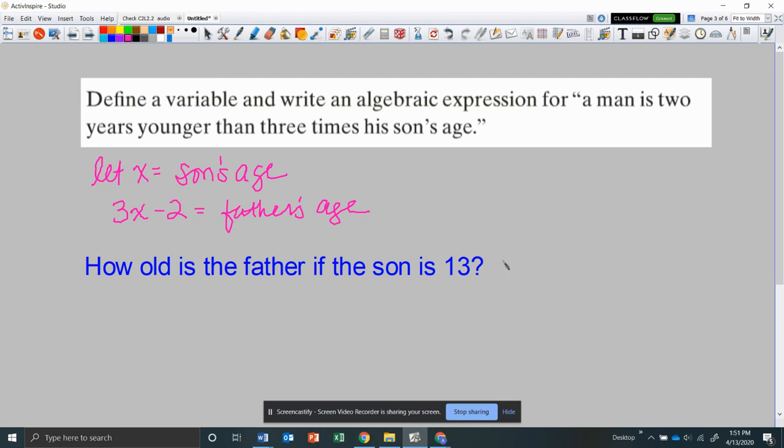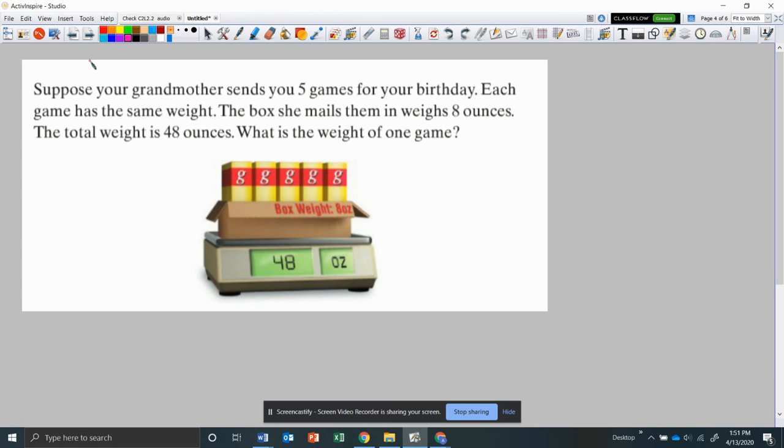And we want to know how old is the father if the son is 13. So we're going to do 3 times 13 minus 2, which would be 39 minus 2, which is 37. So notice we had to do 2 steps here. We had to multiply and then we had to subtract. Okay, let's try this one.